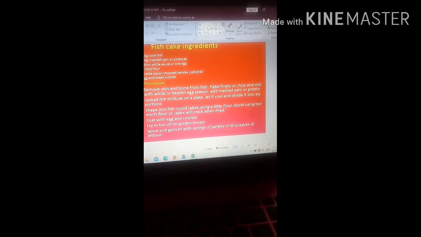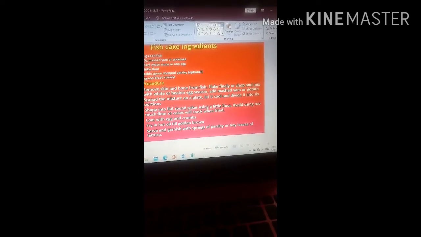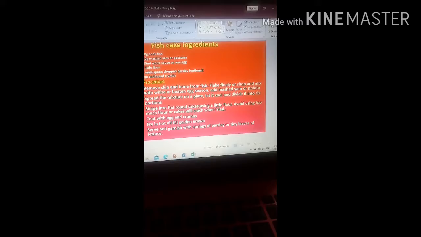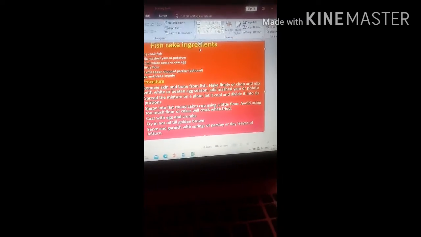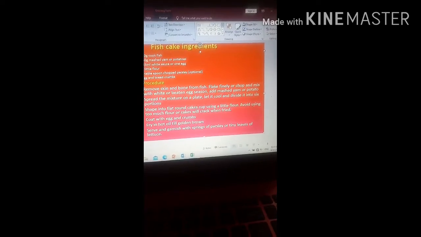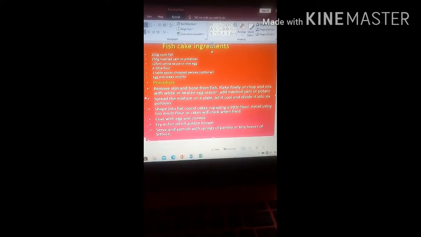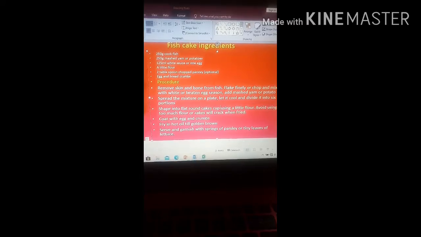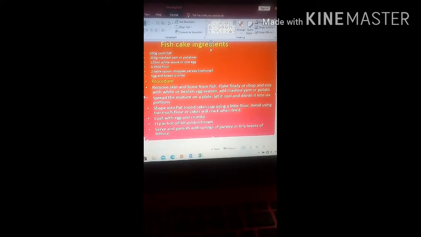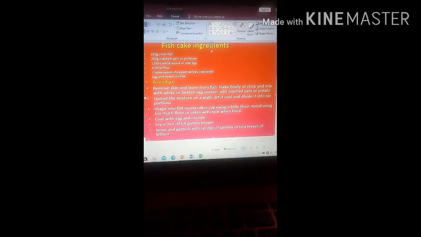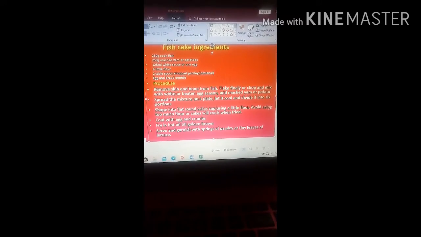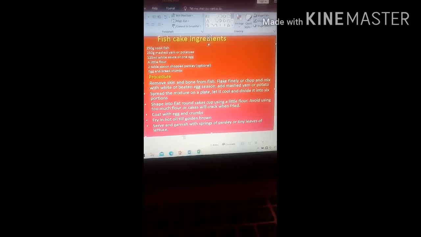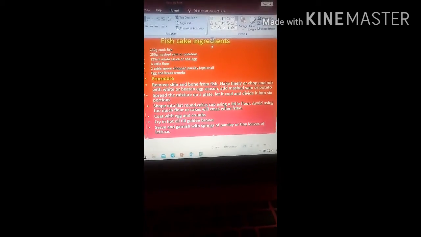So that means you use a round cake cup, as in cake cups. You use a little flour. Avoid using too much flour or the cake will crack when you fry it. Coat it with egg and crumbs, then fry in hot oil till golden brown. You can serve and garnish it with a sprig of parsley or tiny leaves of lettuce.